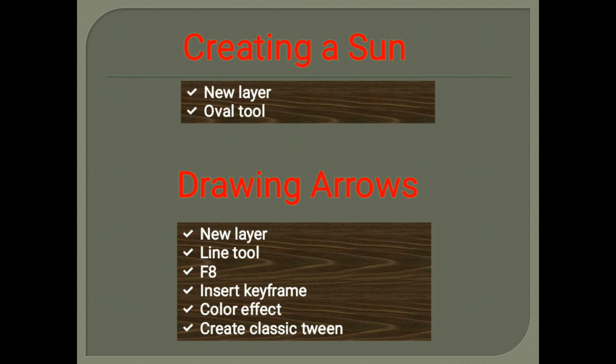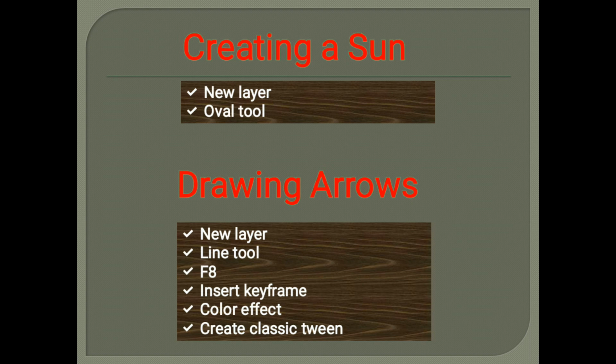To draw an arrow, the user has to follow the given steps. First, create a new layer and rename it as arrows. Step 2, draw an arrow using the line tool and fill red color inside. Group it using Ctrl plus G. Step 3, press F8 and convert it into a symbol. Place it as shown. Step 4, insert keyframes at frame 8, 18 and 26.